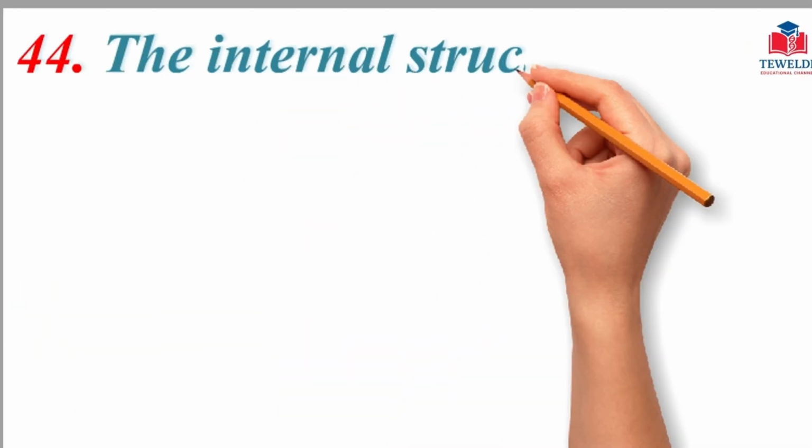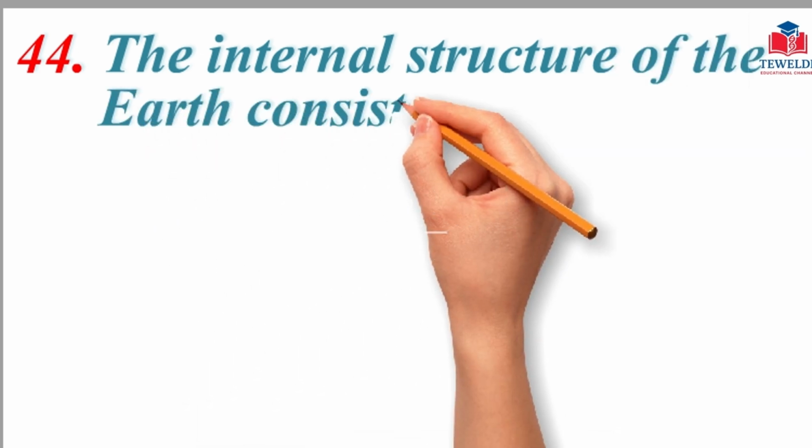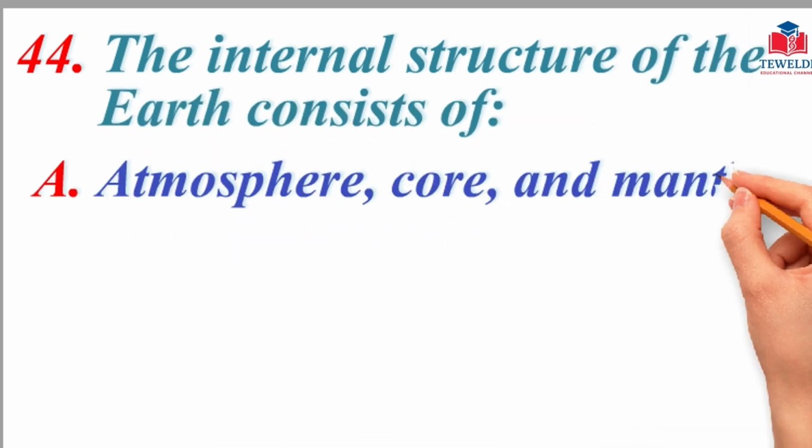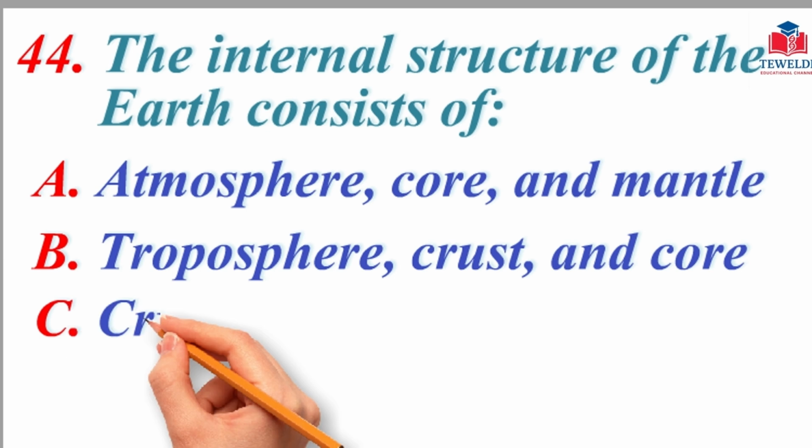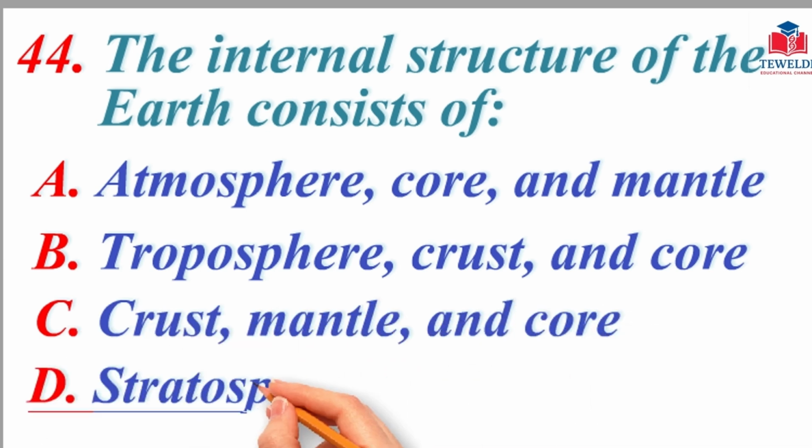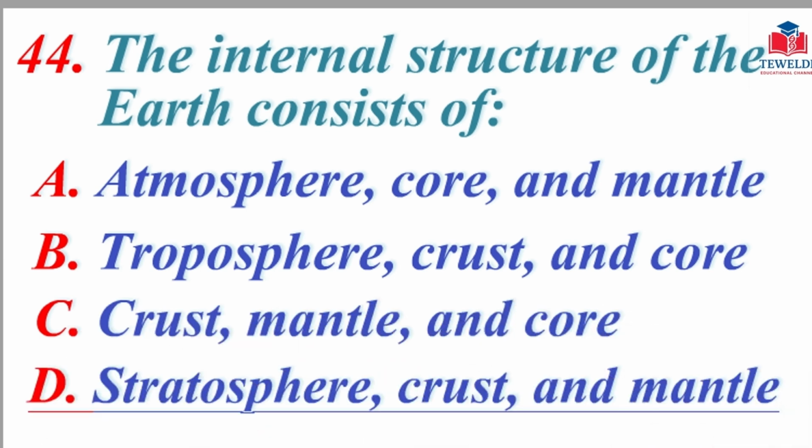Question number 44. The internal structure of the Earth consists of A. Atmosphere, core, and mantle. B. Troposphere, crust, and core. C. Crust, mantle, and core. D. Stratosphere, crust, and mantle.